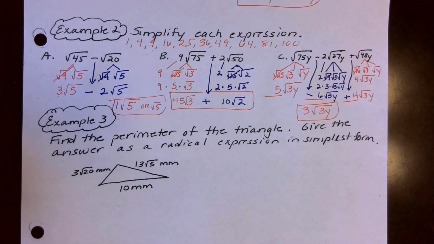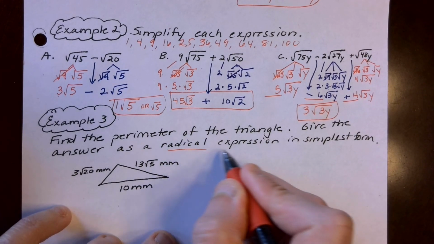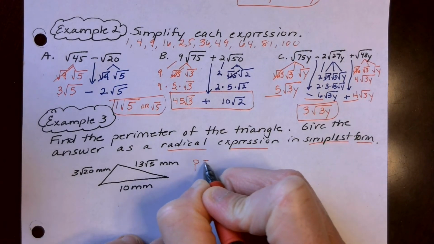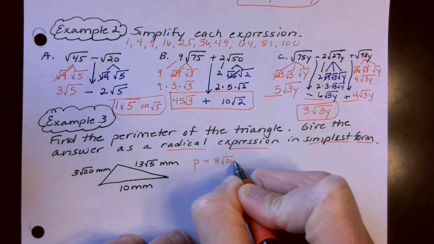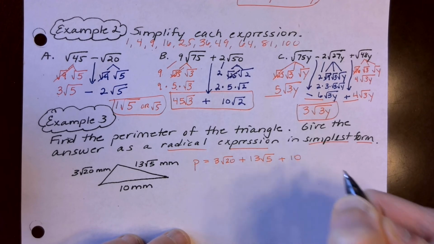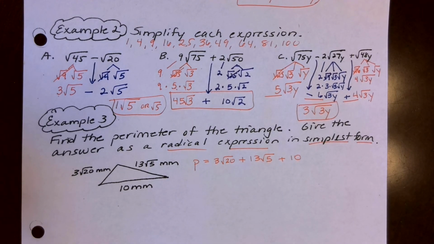All right, our last problem today. Find the perimeter of the triangle, give the answer as a radical expression in simplest form. Okay, so perimeter, we're just adding them. So we have 3 root 20 plus 13 root 5 plus 10. So how many terms do we have there? That's right, we have 3.